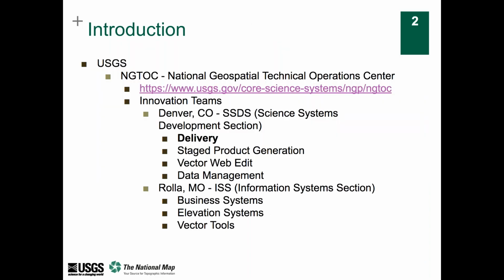So first, I'm going to give a little bit of an introduction of who we are, what we do, and things like that. So we're obviously under USGS, under the Department of Interior. We have several innovation teams that span between two locations, Denver, Colorado, with a Science Systems Development section, and Rolla, Missouri, with the Information Systems section. I'm obviously located in Denver, and we have 4 teams here. I'm project manager of the delivery team, but we have other teams as well that I will be presenting some of their products. We are in the business of delivering geospatial data and services to the general public.